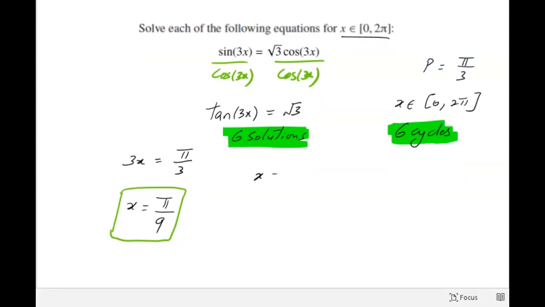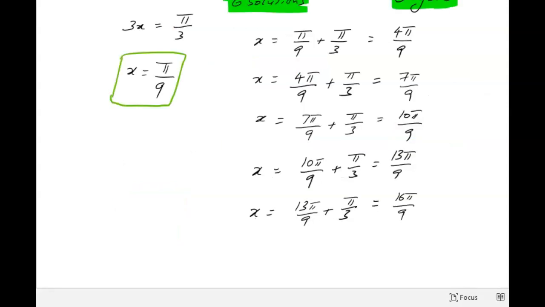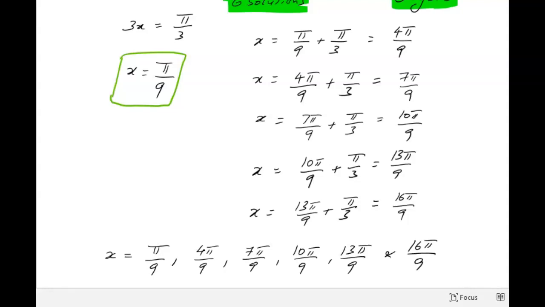So the next one's going to be x is equal to pi on 9 plus pi on 3. That's going to be equal to 4 pi on 9, and then we can keep going forward in that fashion. Going forward in that fashion is going to give us all the 6 answers as pi on 9, 4 pi on 9, 7 pi on 9, 10 pi on 9, 13 pi on 9, and finally 16 pi on 9. None of these fractions can be simplified any further, so we're just going to leave it the way it is.